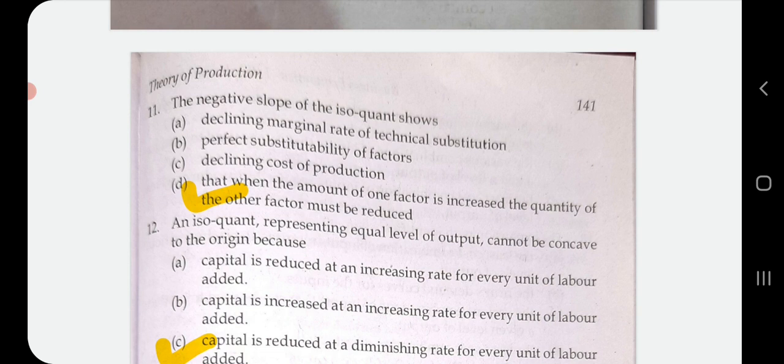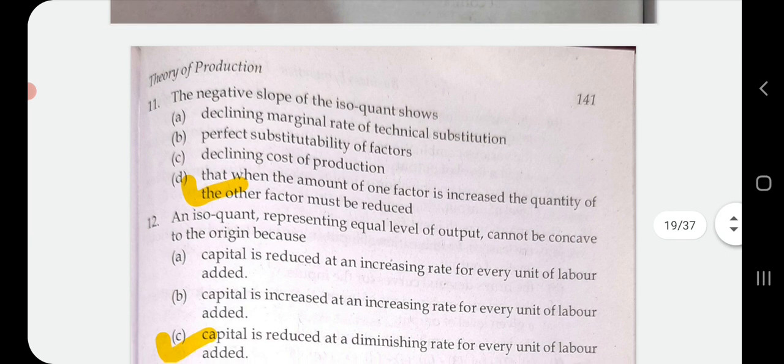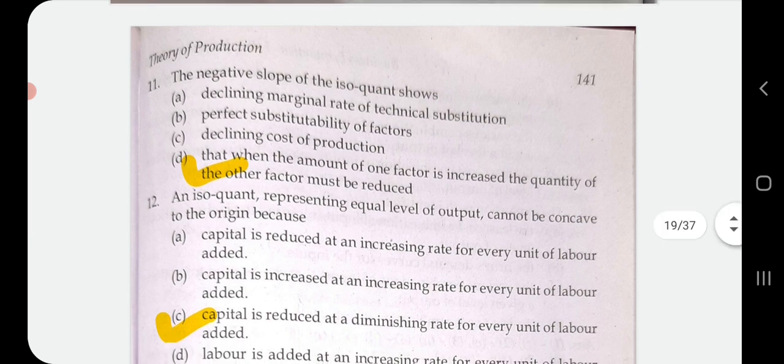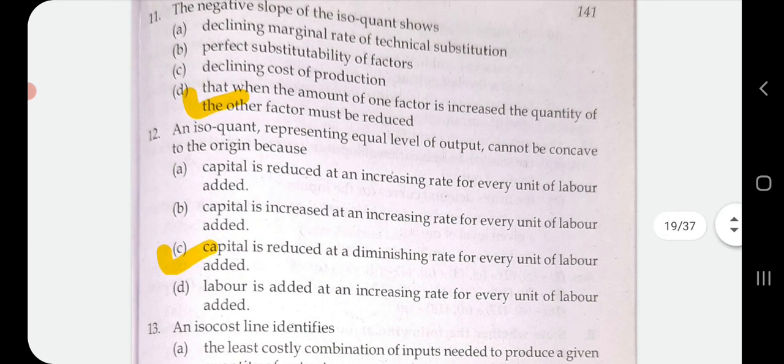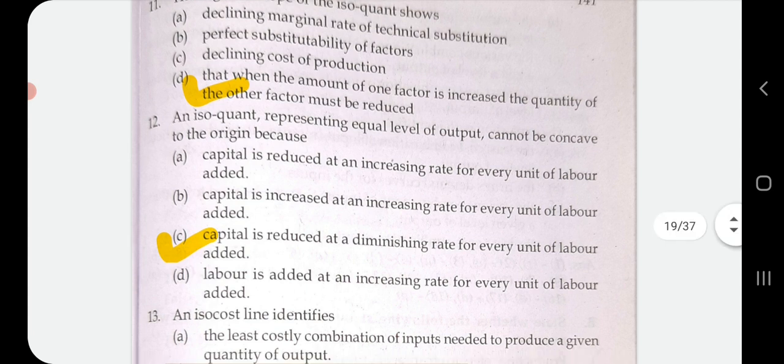When the amount of one factor increases, the quantity of other factor must be reduced so that we will be able to produce the same quantity. The answer is D. 12th question: an isoquant representing equal level of output cannot be concave to the origin because, and the correct answer is C, capital is reduced at diminishing rate for every unit of labor added.